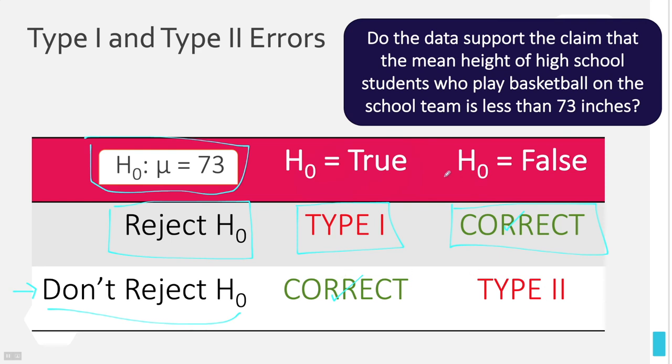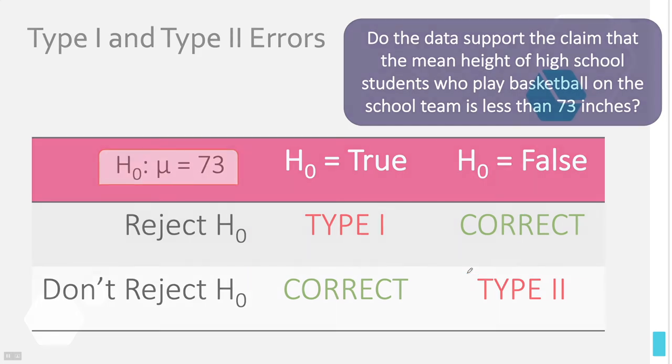If we failed to reject with our p-value of 0.2 and it turns out that it really is less than 73 inches, then we would have made a type 2 error, which in this case would be less serious because we would have said, we're not really sure. We don't have enough data to conclude. And so that is the type 1 and the type 2 errors and how they work. They are hard. Certainly I hope that your lecture notes and this chart will help you in doing those, but they are challenging.